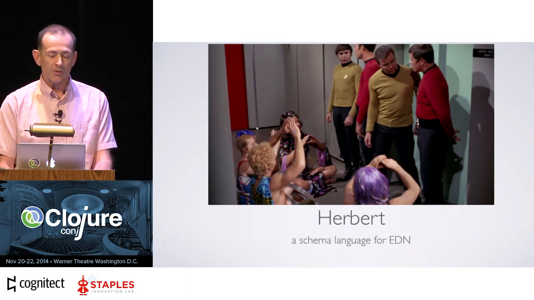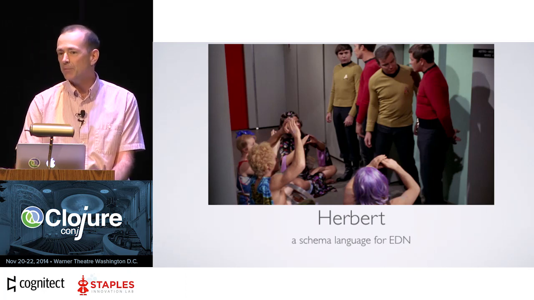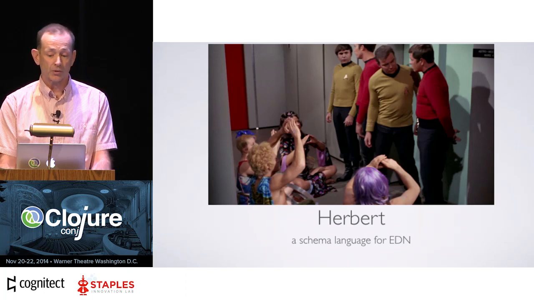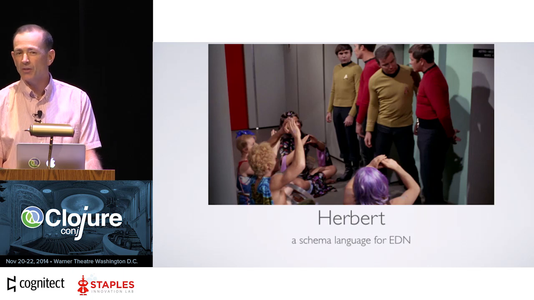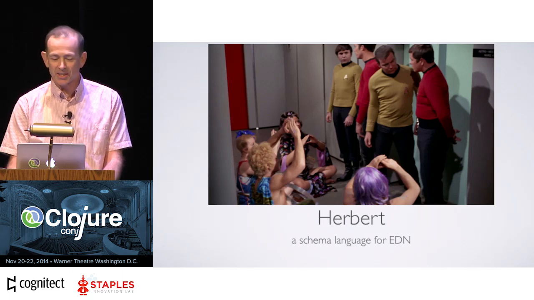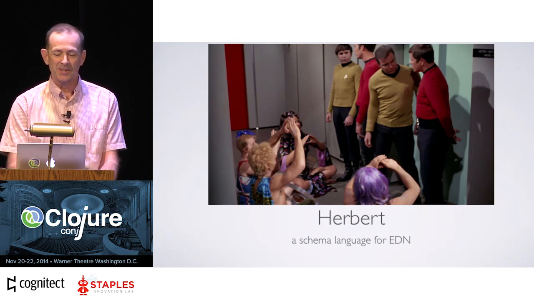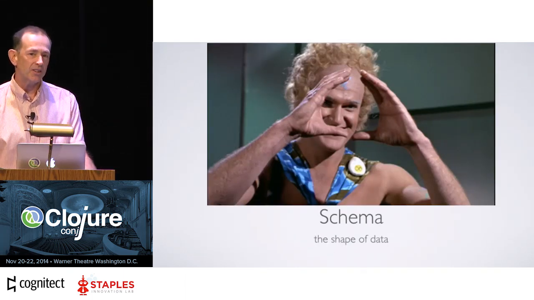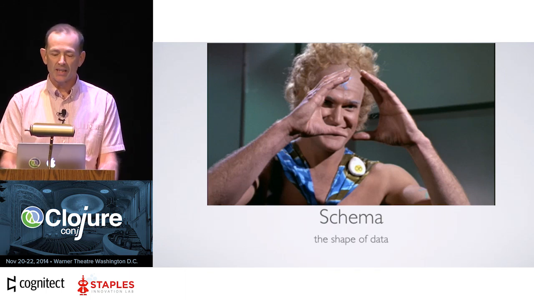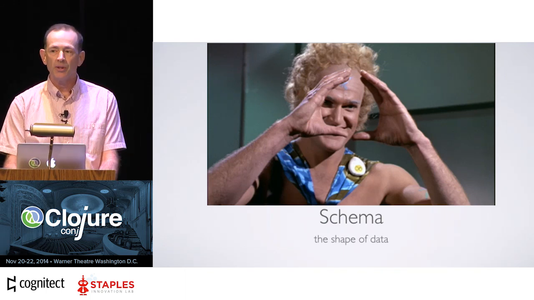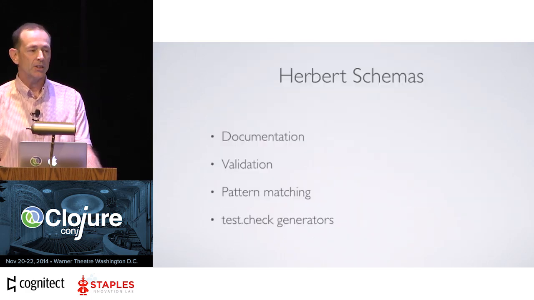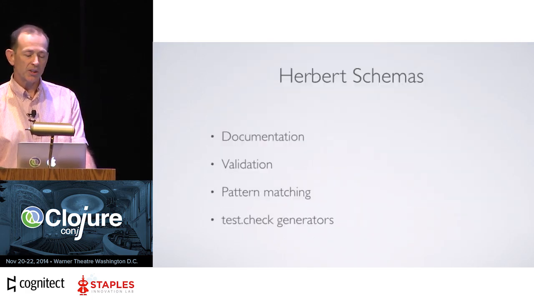So Herbert was an insult that the space hippies had for Captain Kirk. Herbert was a minor official who was notorious for his rigid and limited patterns of thought. So I took that as inspiration for designing my schema language. So now, when we're talking about a schema, we're talking about the shape of data. The space hippies have their great ideas, and now that they have a schema, they can communicate better with the crew of the Enterprise.